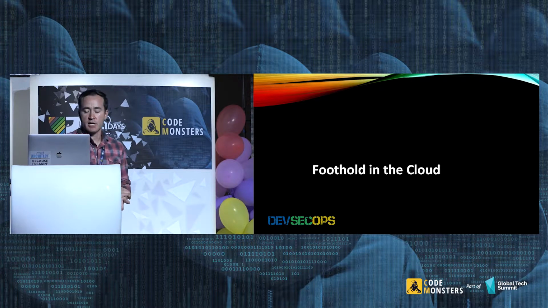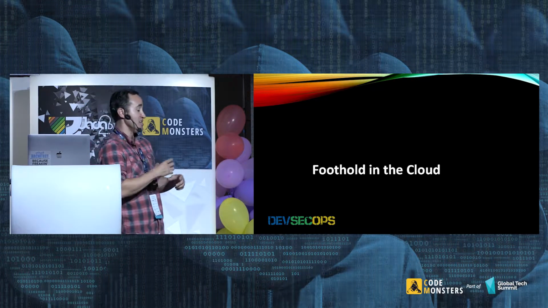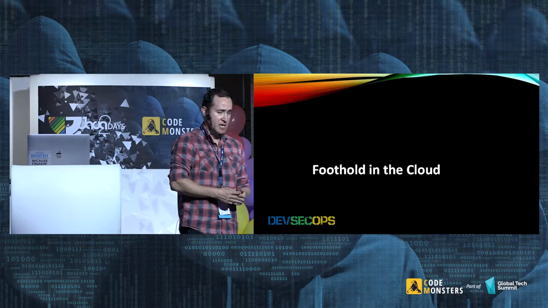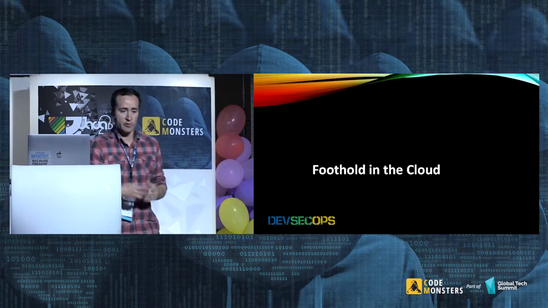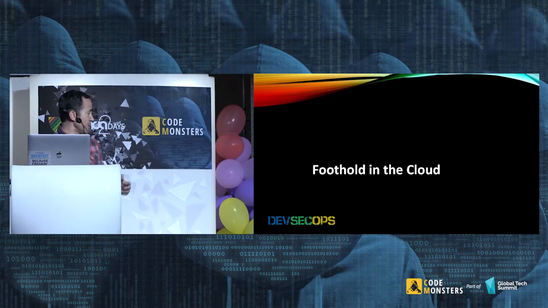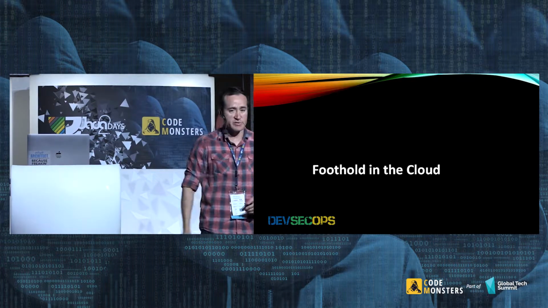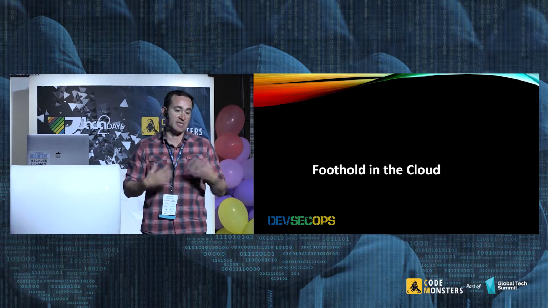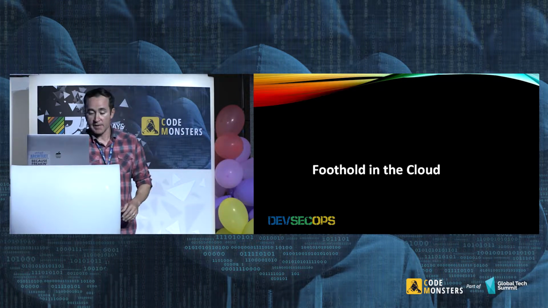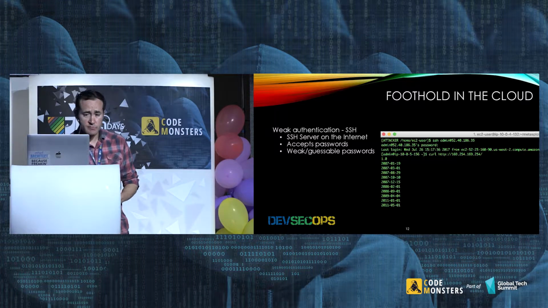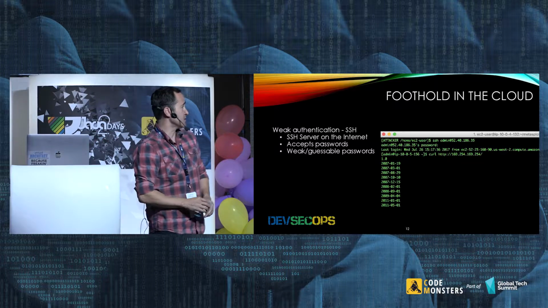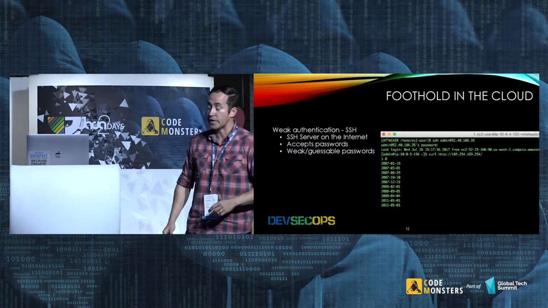Okay, so now we're going to talk about getting that initial foothold, right? How do bad guys begin to break into my AWS account or my cloud account? There are many ways to do this, and it is by no means an exhaustive list, but it's about 4 examples that I've put together that demonstrate different techniques that are used out there and that I've seen in the wild. So the first one is simply putting an SSH server out on the internet.